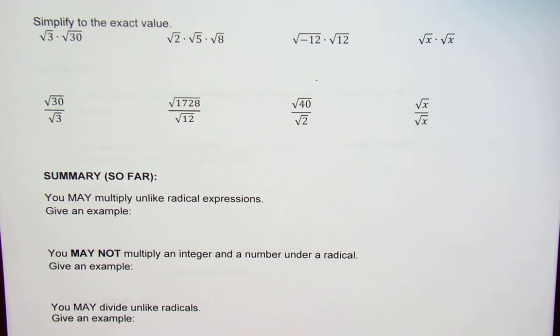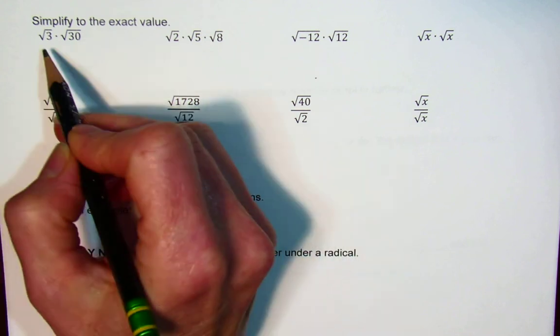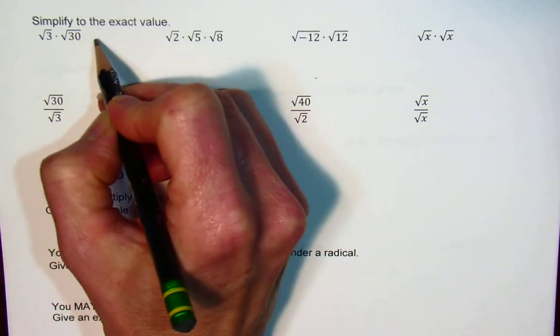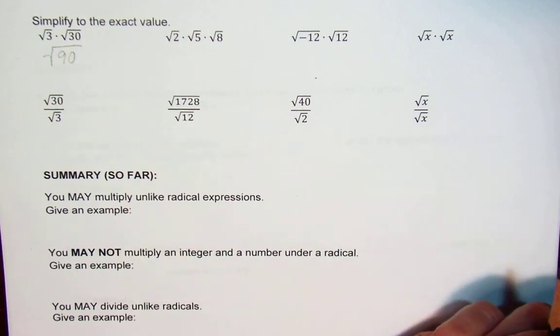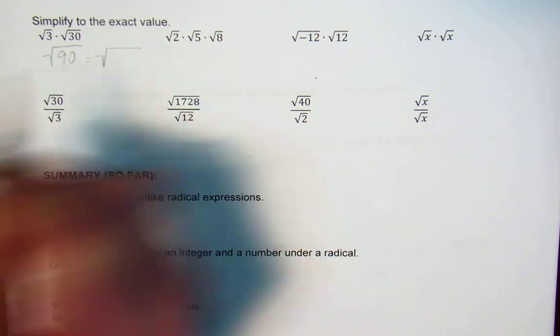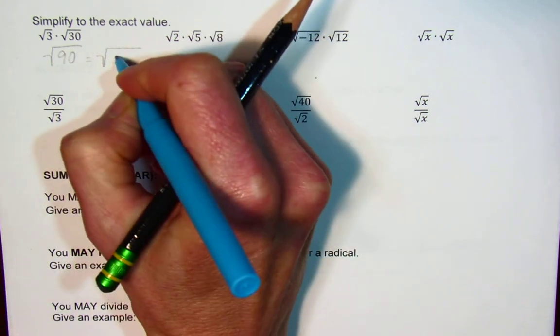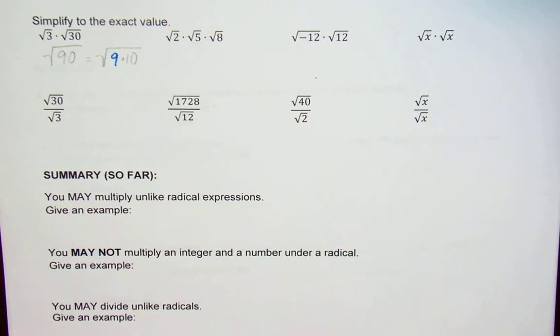Welcome back. Now what we discovered in the previous video is that if you have two radical expressions, they don't have to be alike, they just both have to be radical expressions, you are allowed to simplify them. So when I have the square root of 3 times the square root of 30, that would be the square root of 90. And then if you can, you should simplify further. Can I simplify the square root of 90? Yes, I can. That is going to simplify into 9 times 10 underneath the radical.